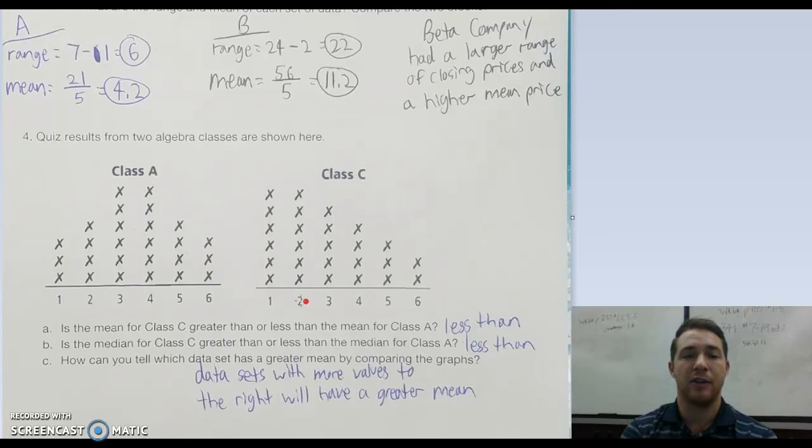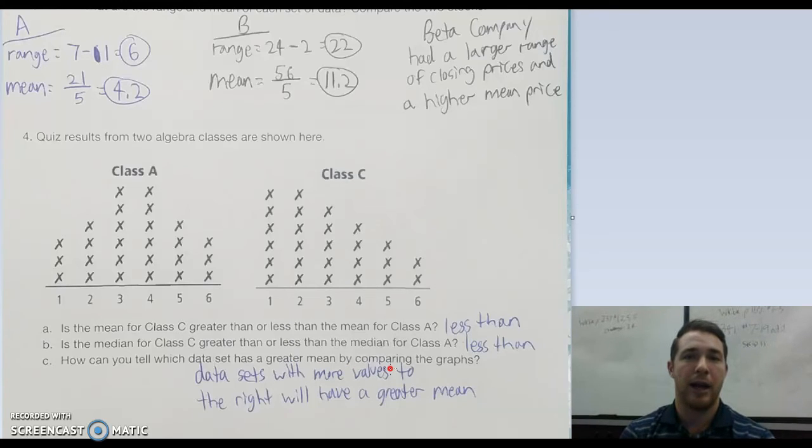Although since Class C has some lower scores, your median, even though we don't really have to calculate it exactly right now, would be lower than Class A just because more of your data is off to the left. And that kind of helps us answer that last question. How can we tell which data set has a greater mean by comparing the graphs?